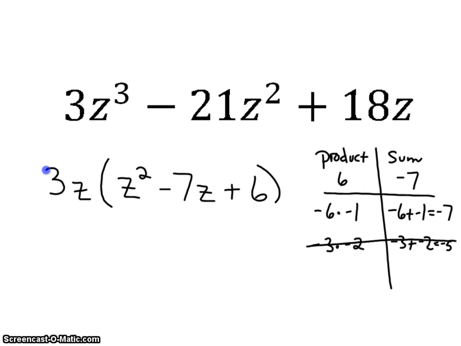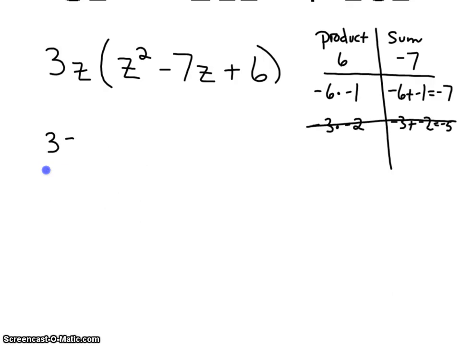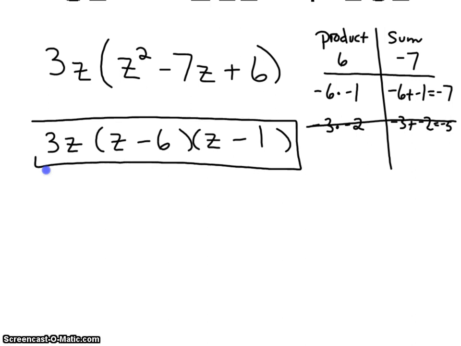Alright, so now what we do is we continue writing 3z. However, we're going to set up two sets of parentheses. We only automatically go to the two sets of parentheses like this if the leading coefficient inside the parentheses, the leading coefficient of our trinomial, is a 1. Because it has to be z and z in this case as the first terms of our binomials. Now we use those two numbers, minus 6, minus 1. Now, this should be the answer. I'm going to put a box around it as the answer, but we should always check.